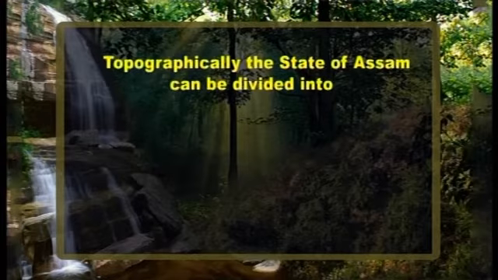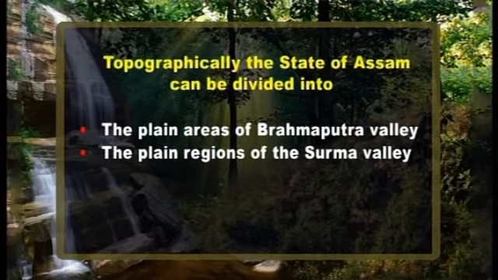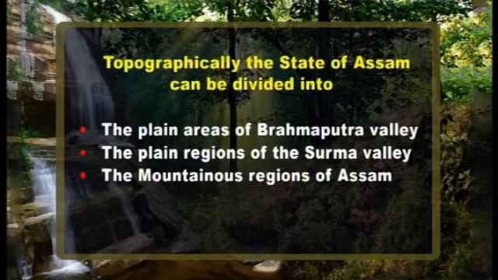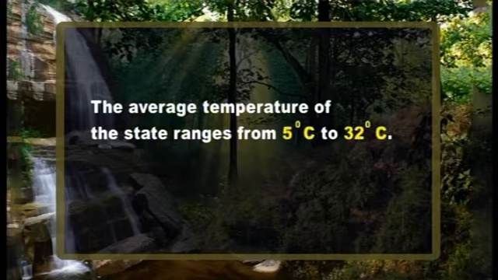Topographically, the state of Assam can be divided into 3 major regions. They are the plain areas of Brahmaputra Valley, the plain regions of the Surma Valley, and the mountainous regions of Assam. The world famous Brahmaputra River, which is one of the largest rivers of India, drains through this state. The climate of Assam is subtropical with a mean annual rainfall varying from 1500 millimeters to 3750 millimeters. The average temperature of the state ranges from 5 degrees Celsius to 32 degrees Celsius.